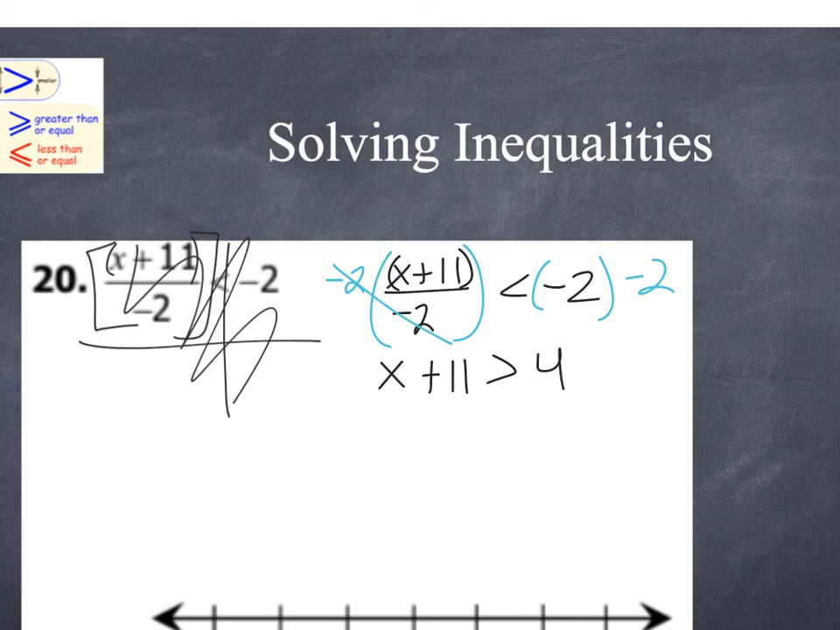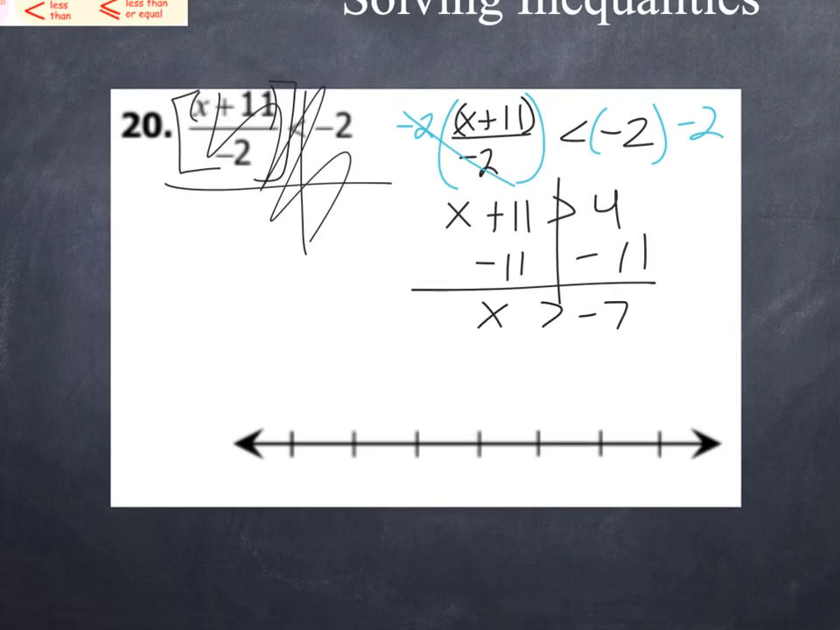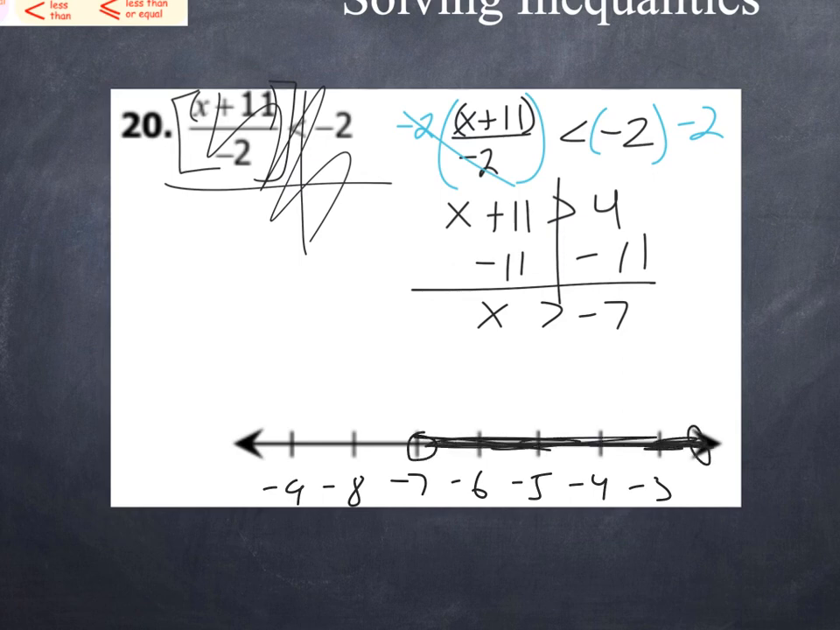Then you would just create your t-chart here. And the next step is going to be to subtract 11. And that's going to give you x is greater than -7. So if we have -7 here, this would be -6, -5, -4, -3. This would be -8 and -9. Because it's greater than, we're going to have an open circle, and we're going to be shading to the right because x could be any number that's bigger than -7, but not including -7, and that's why we have an open circle.